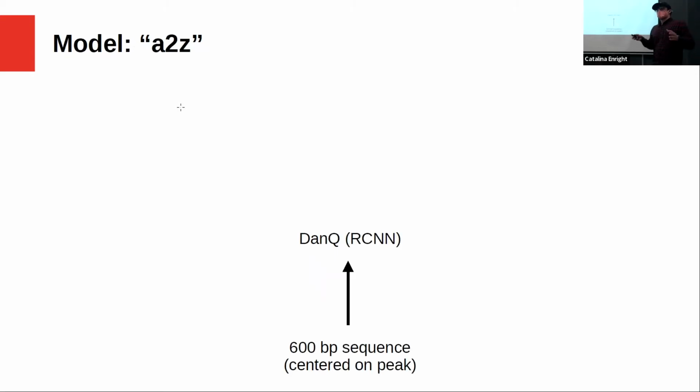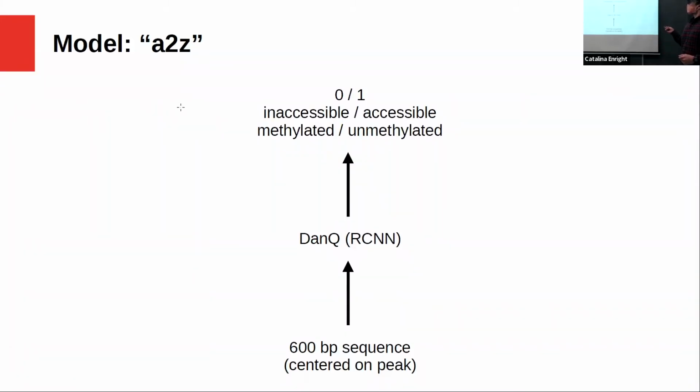So just a quick overview of how I'm going to model this. I'm taking in 600 base pairs of sequence, and I'm centering it on the UMR or the ATAC-seq peak, and if it's shorter than that, I'll extend symmetrically from the midpoint. I'll feed it into DanQ, which is that recurrent convolutional neural network, and I'll attempt to predict 0 or 1, inaccessible or accessible, methylated or unmethylated.